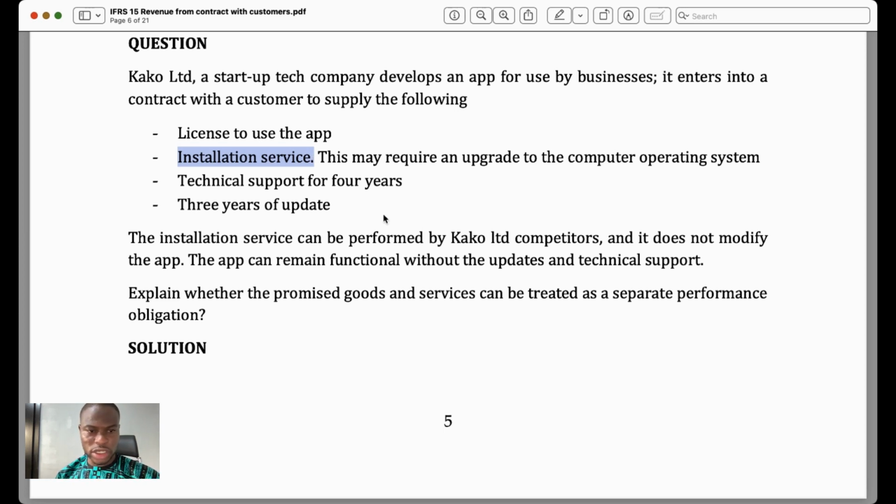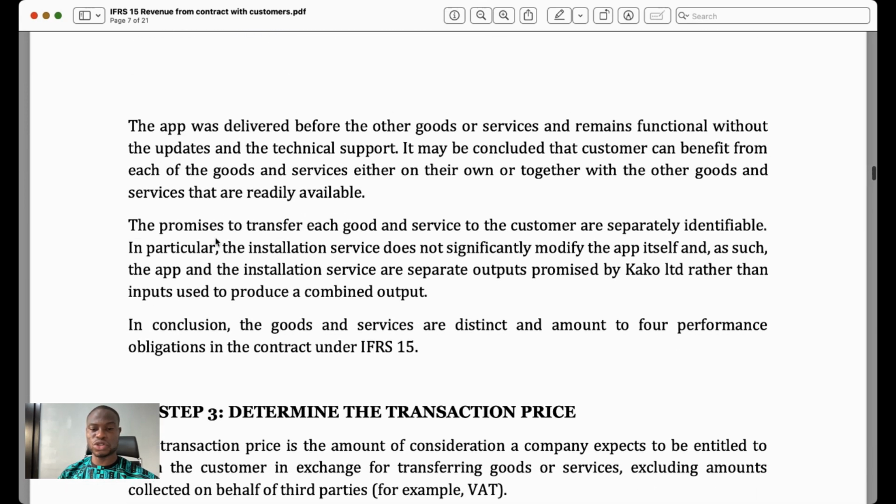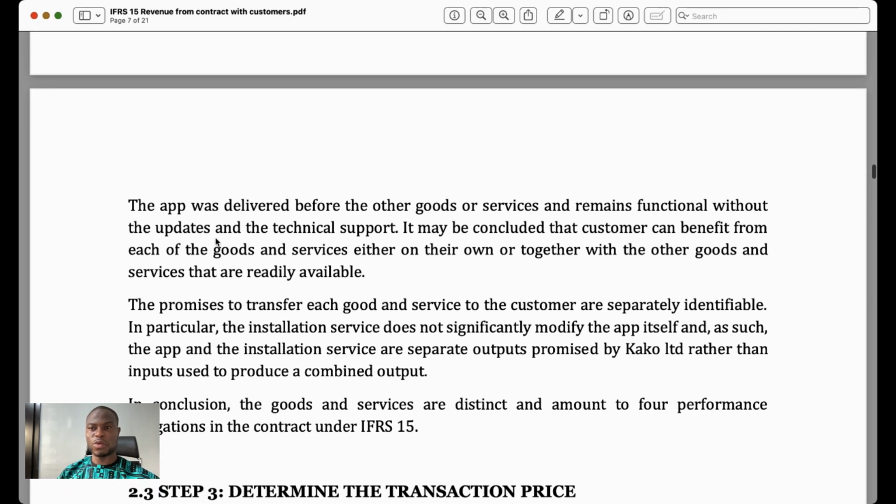So that's one. Two, they told us that the app can remain functional without updates and technical support. So when the app is working, technical support is not needed, updates are not needed, because the app is functional without them. So each of these services is separate. They are separately identifiable, so we cannot see them as a single performance obligation. So we are going to see each of them as a separate performance obligation, and that's what this solution is looking at. Okay, we'll stop here for now.